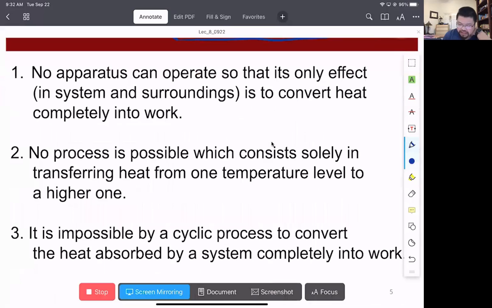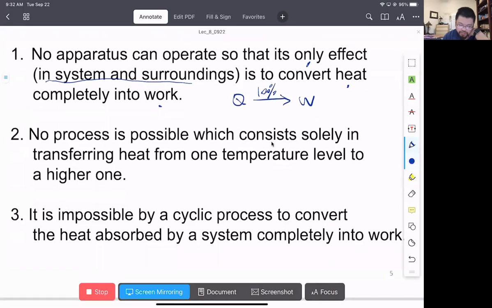The first statement says no apparatus can operate so that it only affects, regarding both system and surroundings, to convert heat completely into work. So heat 100% to work is impossible, right? That is the first statement.